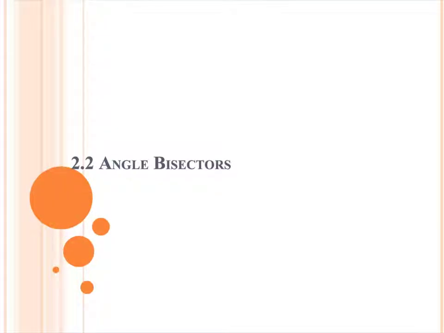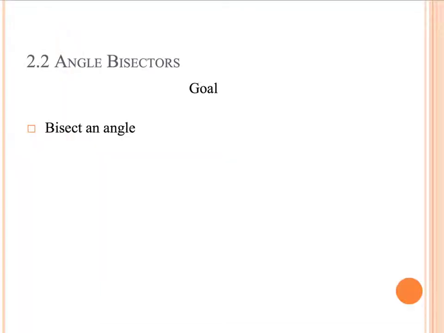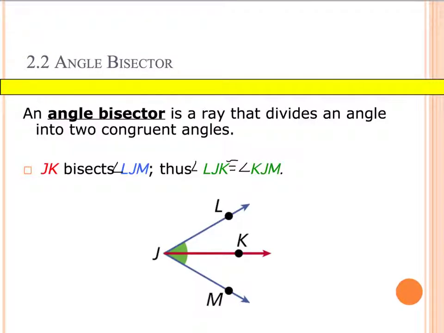Welcome back, everyone. Today we're going to be doing 2.2, talking about angle bisector, which means our goal today, our objective, is going to be to bisect an angle. Go figure. We are going to have a vocabulary word.